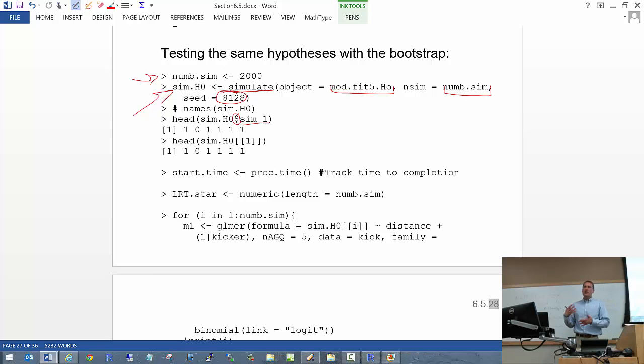What will be a little easier for us is to look at a different way to extract this kind of information. Whenever I use a $ sign there, that means I have a list. So another very general way to access components of a list, one by one, is this syntax: sim.h0, double bracket, let's say I want the first data set, end double bracket. That's going to extract out that first component of my list. If I apply the head function to it, look what we get: ones and zeros. Our Bernoulli observations, you could say.